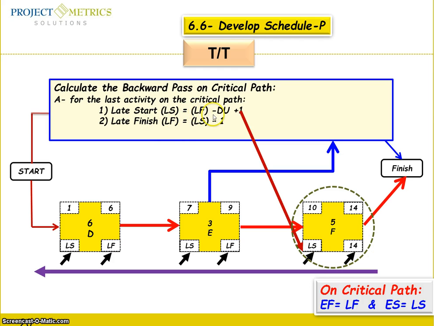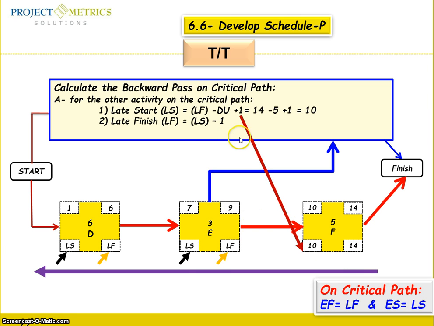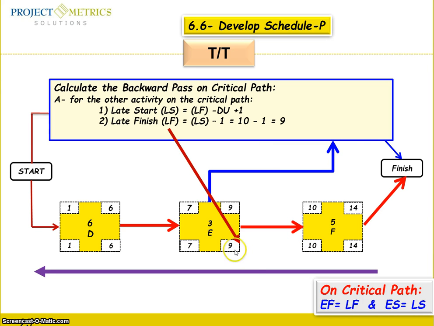Now, on the critical path, let's start the calculation. We have late finish minus duration of the activity plus 1. And for the late finish of the previous activity, you start with the late start minus 1. So let's apply the equation on the backward pass. You see here you have this 10, and if you calculate the late finish, it's going to be 9.